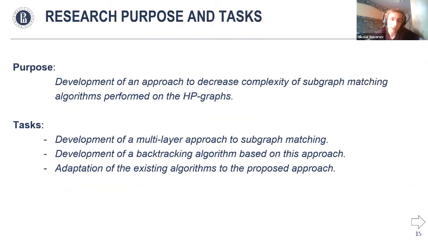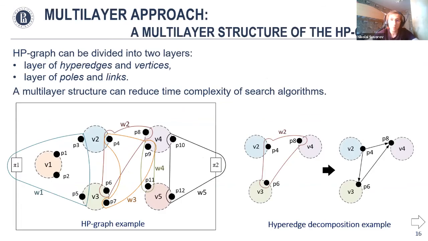The purpose of this work is to develop an approach to decrease the complexity of subgraph matching algorithms performed on HP graphs. In particular, the work presents a multi-layer approach to subgraph matching, a backtracking algorithm based on this approach, and certain adaptations of the existing algorithms to the proposed approach. As for the HP graph, no algorithm has been proposed to perform an isomorphic subgraph search operation. The structural complexity of the graph model requires modifying the existing algorithms to adapt them to this model.